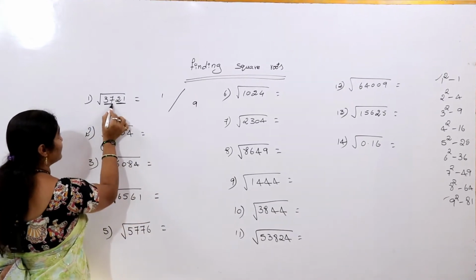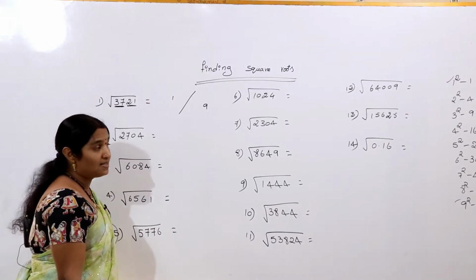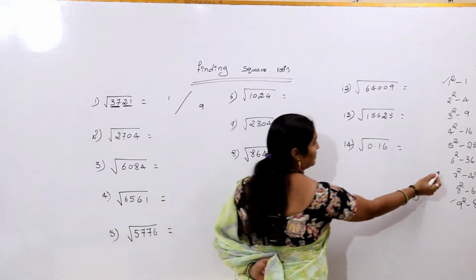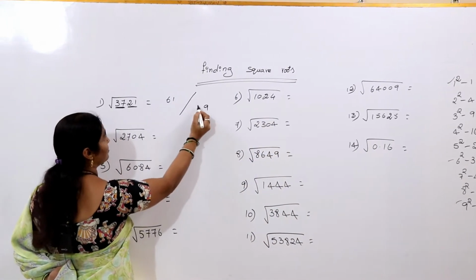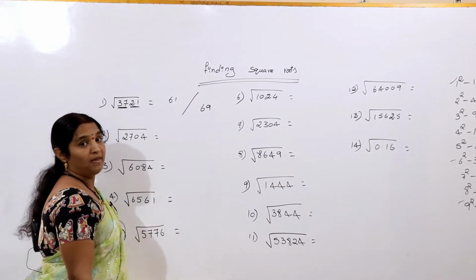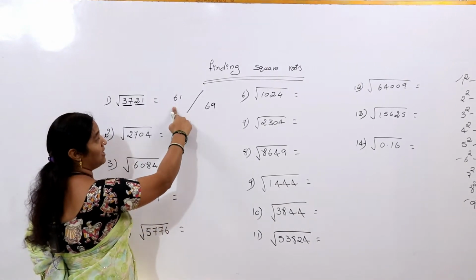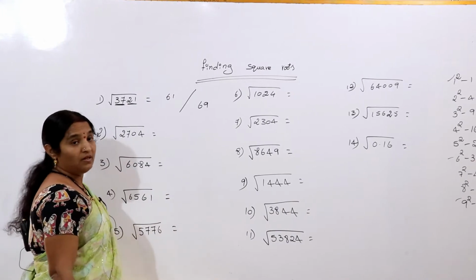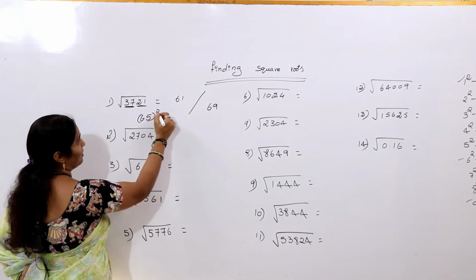And the remaining digits, let us see here, are 37. 37 is nearest to the square of 6. So the first digit must be 6. Okay, now we have to check whether it is 61 or 69. How do we check? In between them there is 65 square.